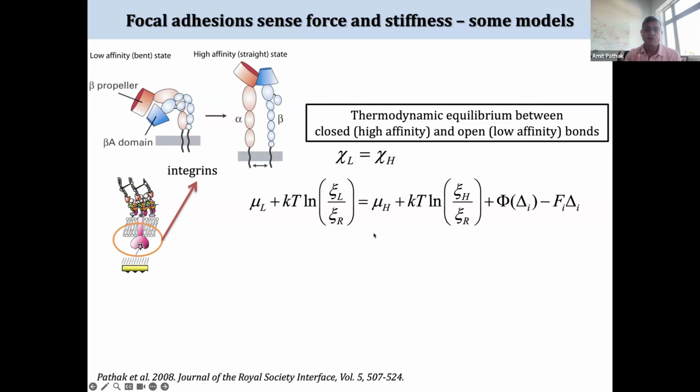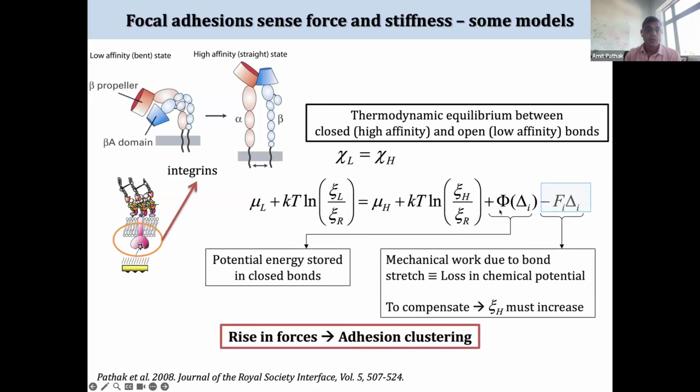as these bonds are being formed and unformed, they maintain thermodynamic equilibrium between the 2 states. Mu is some kind of a potential assigned for high and low affinity integrins. This psi is their concentration. There is some reference. And let me finish this here. So this is the potential energy stored in the closed bonds. So let's see on the right-hand side.